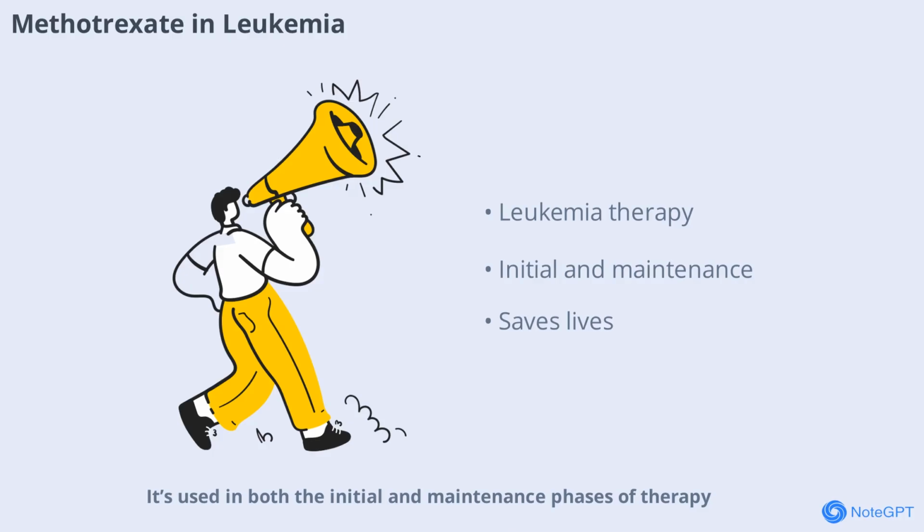It's used in both the initial and maintenance phases of therapy. The goal is to eradicate cancer cells while preserving as much normal tissue as possible. Methotrexate's effectiveness in leukemia has saved countless lives.